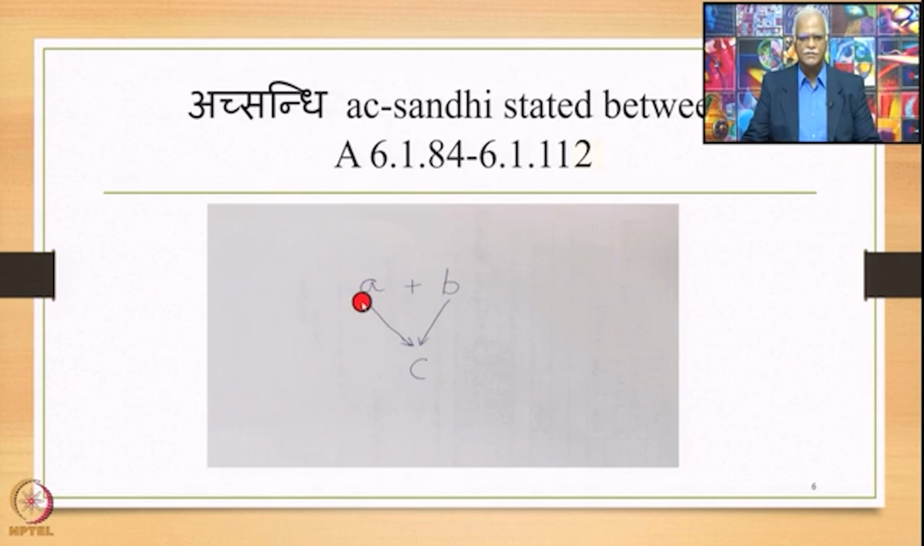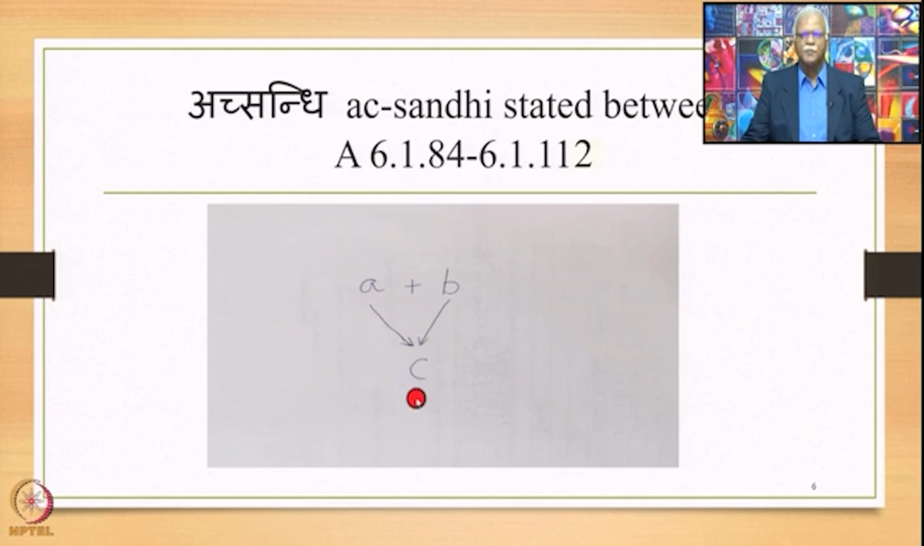applies and substitutes both A and B by C. A and B both are substituents and C is the one substitute. A and B, these are the two sthanis, Dvisthani, and C is one substitute, Eka Adesha. So the input is A plus B and the output is C.